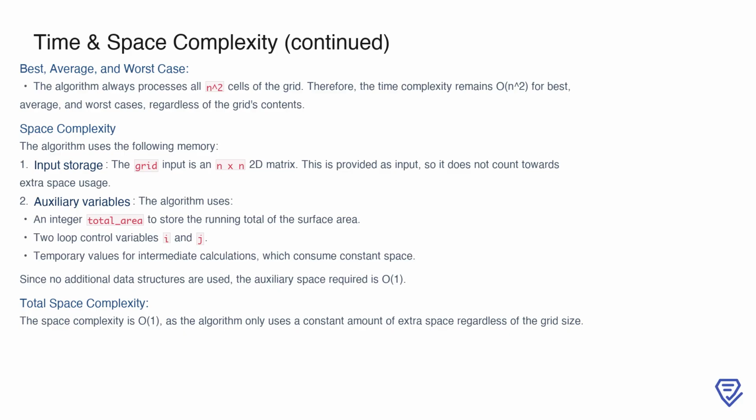Now, turning to space complexity, the algorithm uses memory for the input grid, which is an n*n matrix. However, since this is provided as input, it doesn't count as extra space. The auxiliary space used by the algorithm includes a few variables, an integer total_area to keep track of the surface area, 2 loop control variables i and j, and some temporary variables for intermediate calculations. All of these require constant space, meaning the additional space usage does not grow with the size of the grid. As a result, the total space complexity is O(1), since no additional data structures are used and the memory requirement remains fixed, regardless of the grid size.